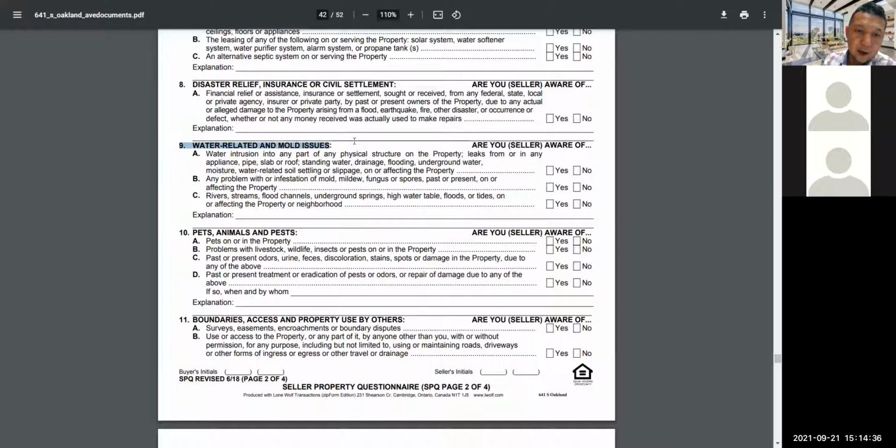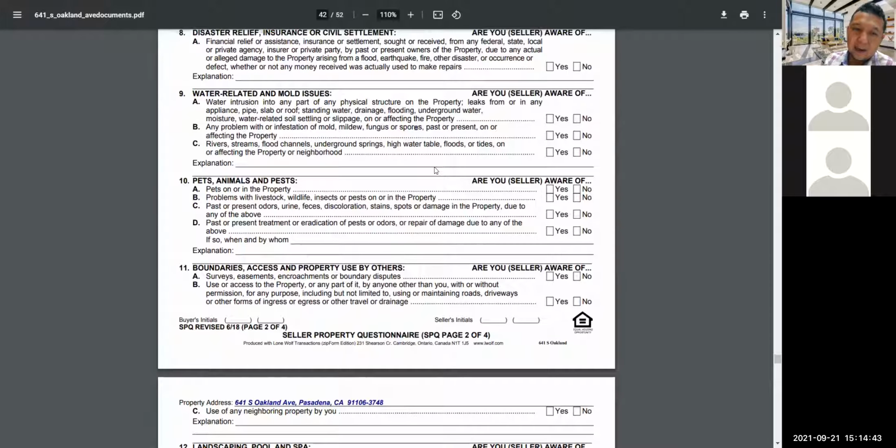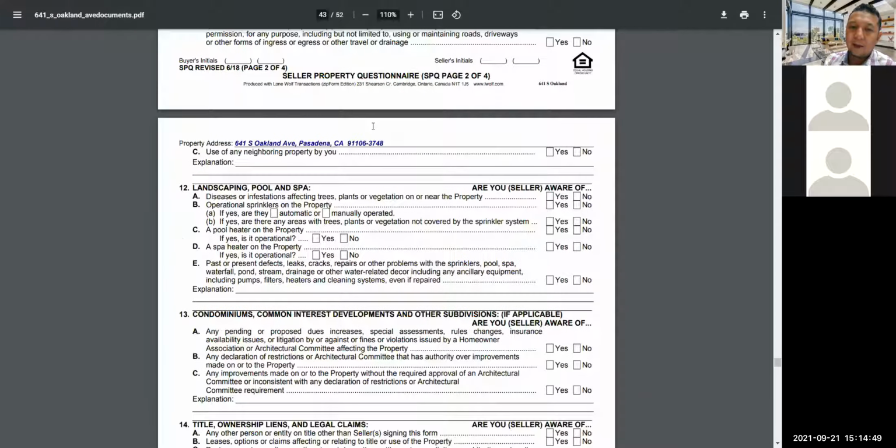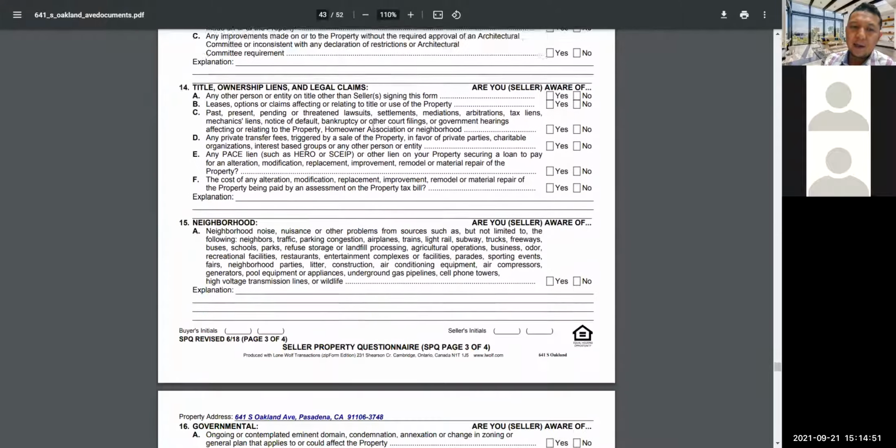Very important is water related and mold issues. There's usually always some sort of water moisture issue in a lot of homes, and they fail to disclose this. Okay. Any questions on this?